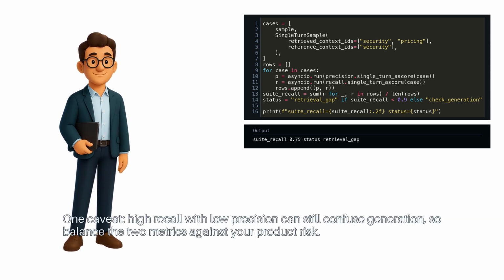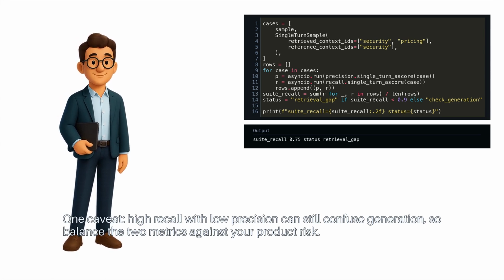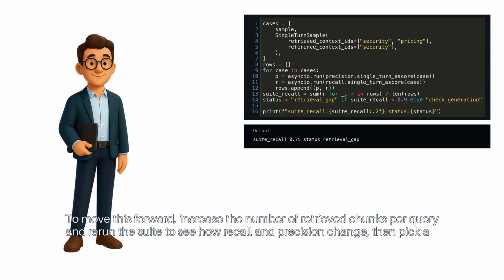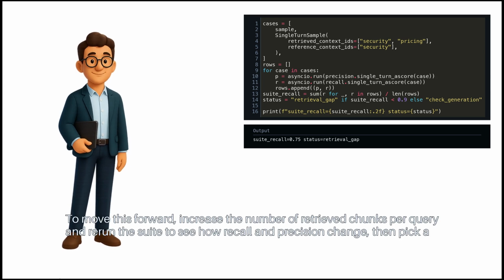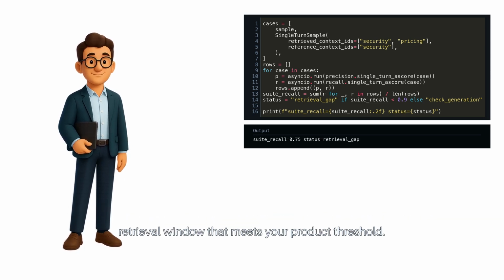One caveat: high recall with low precision can still confuse generation, so balance the two metrics against your product risk. To move this forward, increase the number of retrieved chunks per query, and rerun the suite to see how recall and precision change. Then pick a retrieval window that meets your product threshold.